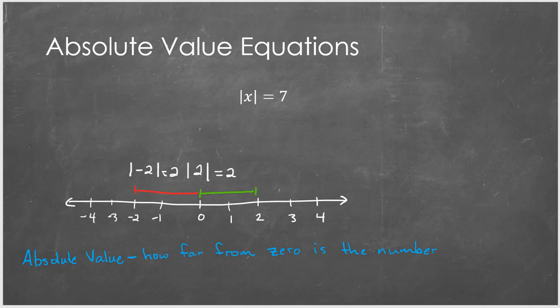All right, now let's look at how to solve the equation absolute value of x equals 7. So we're looking for what can we plug in for x to make it 7? Well, what number is 7 places from 0? So the absolute value of x could be negative 7. So you include both, the negative and the positive.